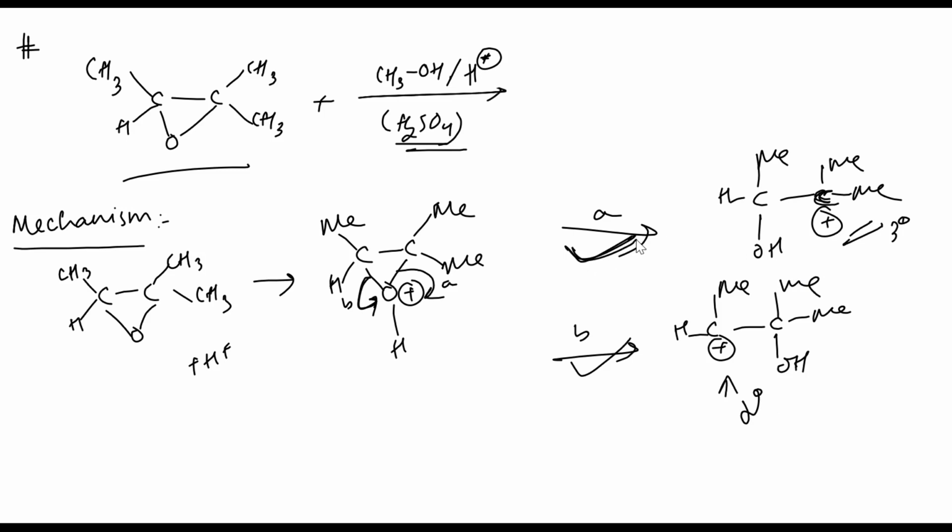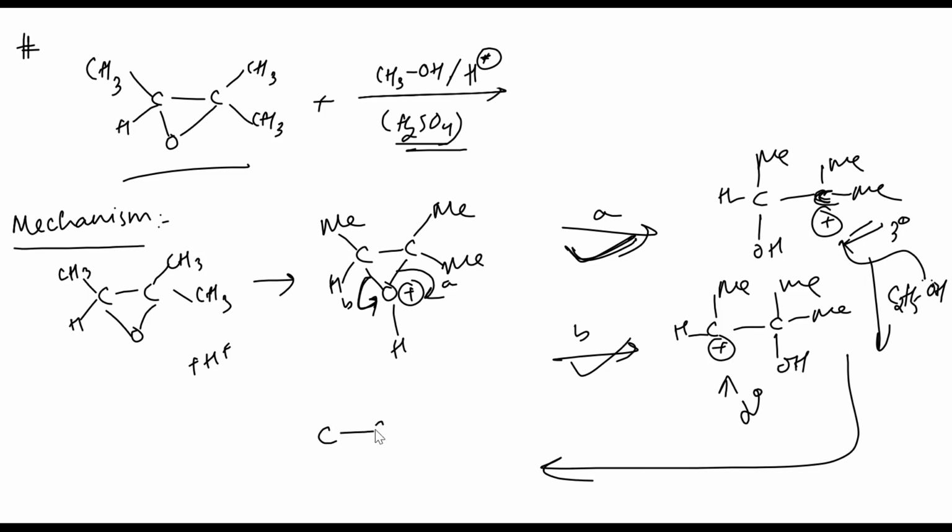This will attack here, and there will be formation of CH3 CH3 OC2H5, and to this CH3 CHOH. So this will be the major product. And if this reaction proceeds through the other step, there will be formation of one minor product.